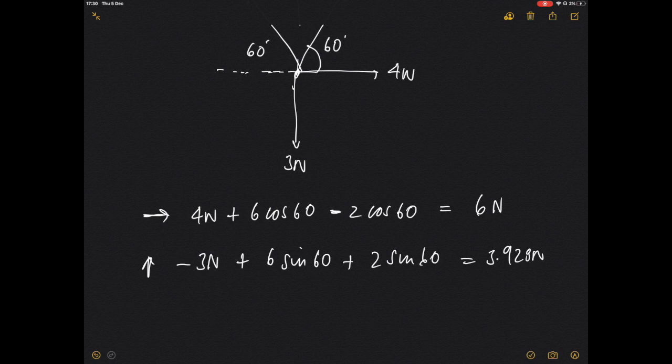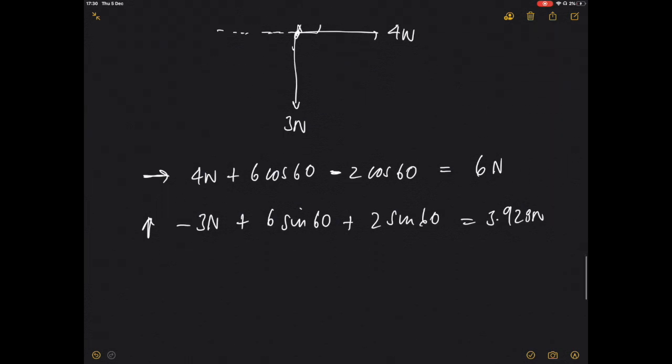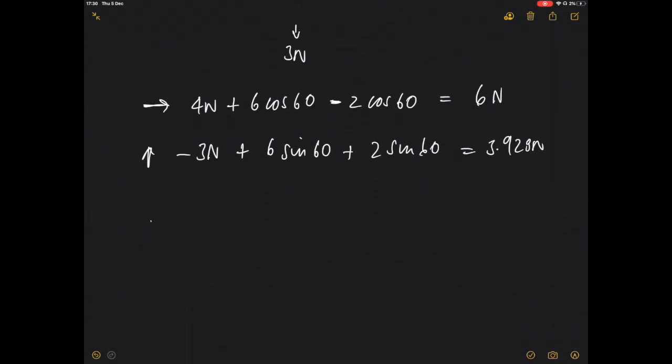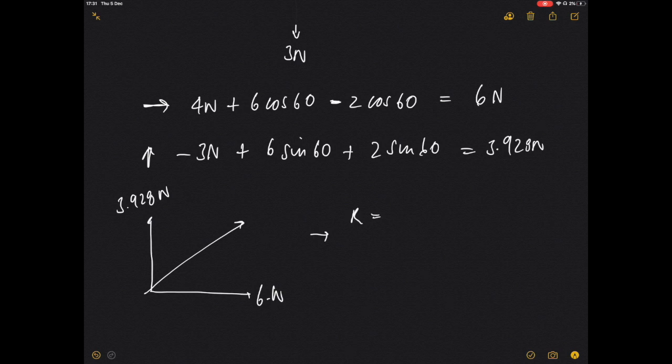So therefore, we've simplified this into just these two components, vertical and horizontal. What we want to do now is see if we can find a resultant force for this. If we just think of these, we have this horizontal and this vertical, we draw a triangle. We have our 3.928 here, and we have our 6 newtons here. And we want to find the force which is in the middle, which we've said before is equal to R. R equals 3.928 squared plus 6 squared, square root it all, and we find our R is equal to 7.17 newtons.